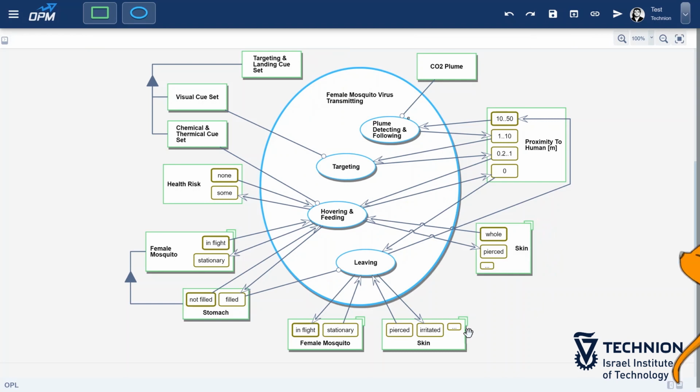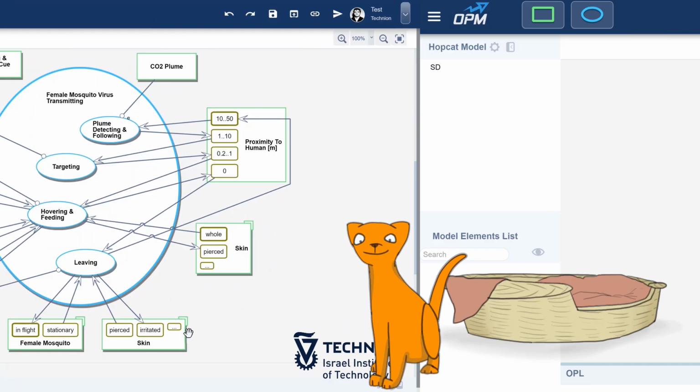Here come Hopcats. Looks like his fur protects him from mosquitoes.